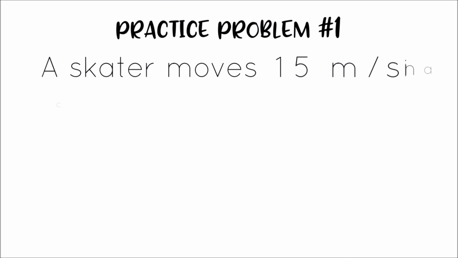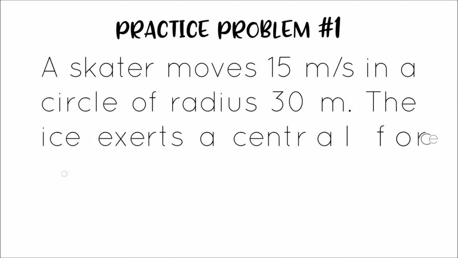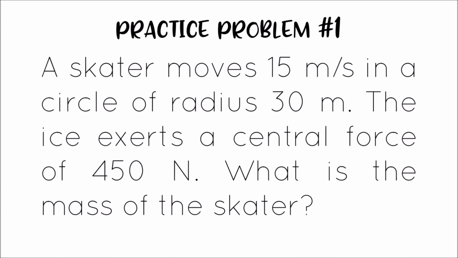Since you know what uniform circular motion is, let's jump into problems involving uniform circular motion. Problem number 1. A skater moves 15 meters per second in a circle of radius 30 meters. The ice exerts a central force of 450 newtons. What is the mass of the skater?